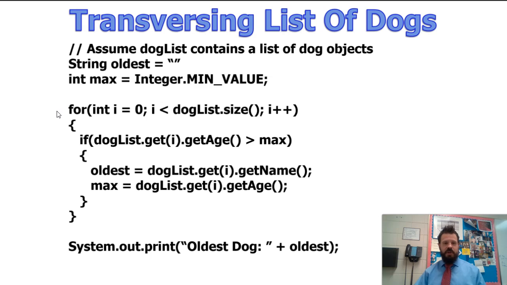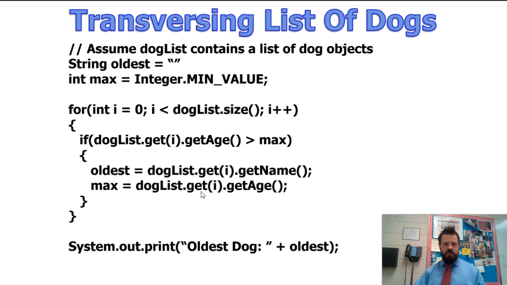Okay, it looks like we're going to loop through the dogList. So our counter variable i is going to start at 0. It's going to loop while i is less than dogList.size and go up by 1 every time. And then again, here's that double dot notation: if dogList.get(i), so in other words, the ith dog in the list, dot getAge, so we're getting its age, is greater than max, we'll reset oldest to dogList.get(i).getName. So getting the name of the ith dogList element. And then reset the max to dogList.get(i).getAge.